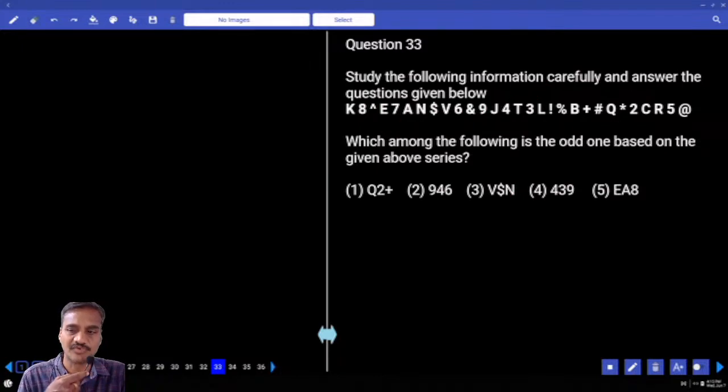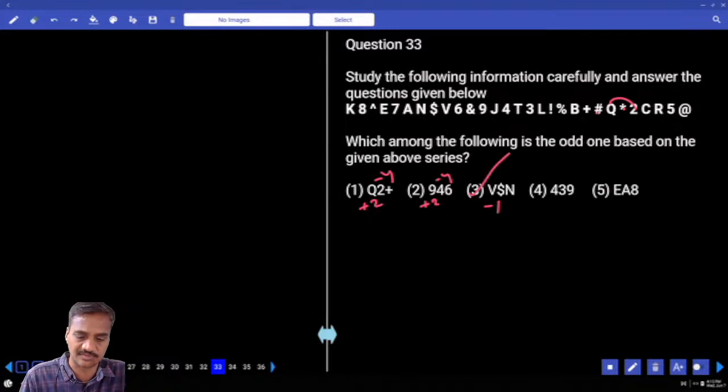Then which among the following is the odd one? Q and 2 and plus. Now Q and 2, what is the difference? Plus 2. 1, 2, 3, 4, plus 4. Plus 2 minus 4. The next one, 9 and 4, plus 2. 1, 2, 3, 4, minus 6. Plus 2 minus 4. And V and dollar, it is minus 1 itself. Then what is your answer here? Choice 3 is the odd one, 33.